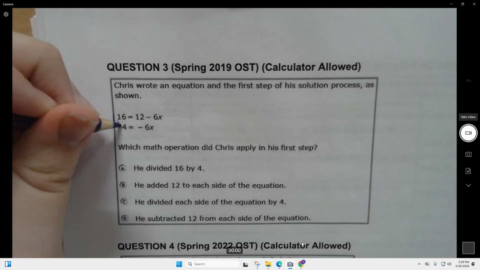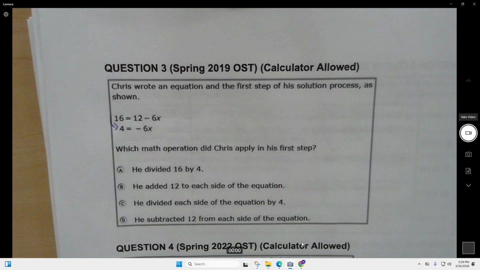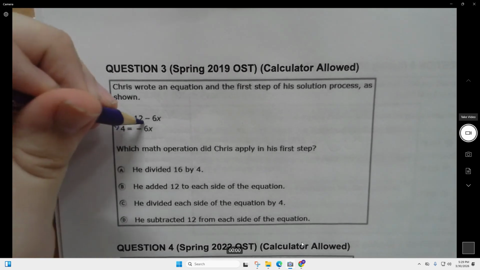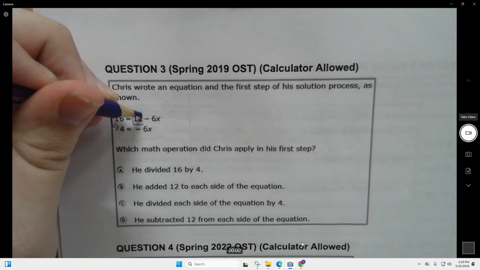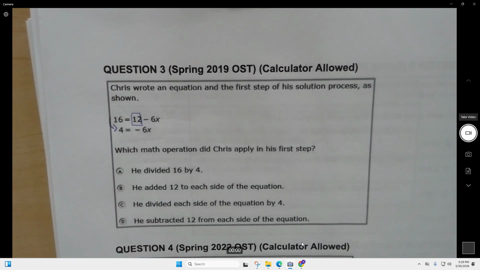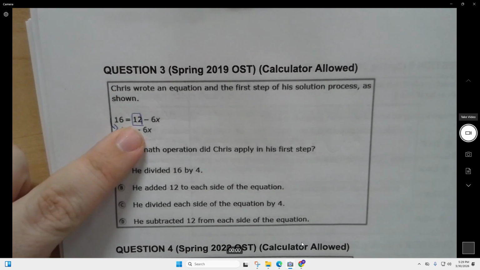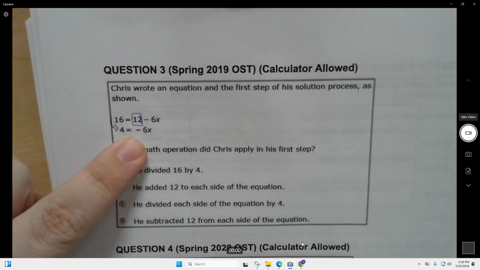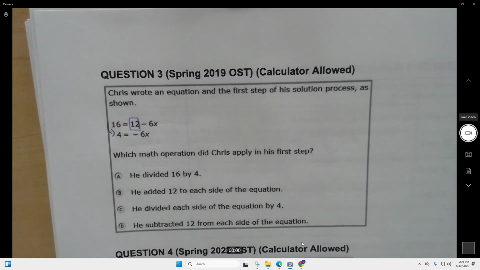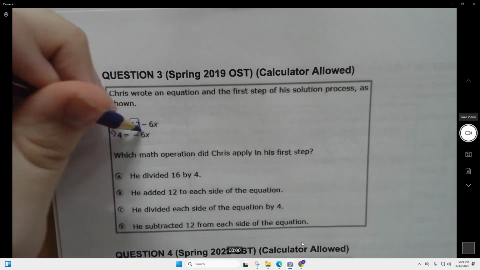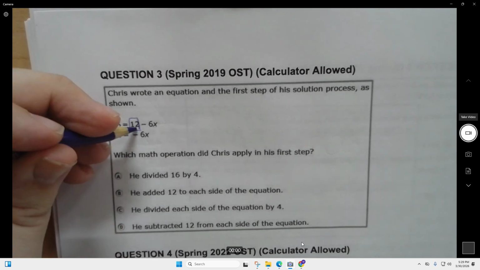This 16 changed to 4. Sure, it changed, but it didn't go missing. This 12 went missing. There was something there. There is no longer something there. That's the key. That's what you're looking for. What happened? 12 went away. How does it go away?